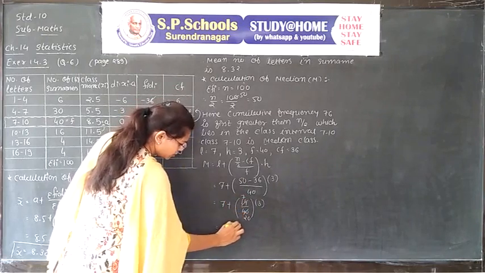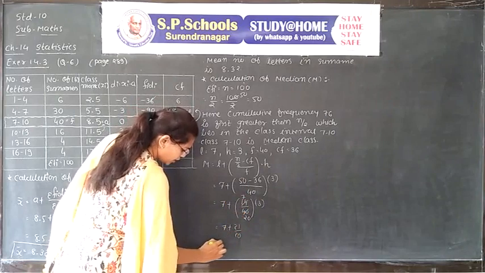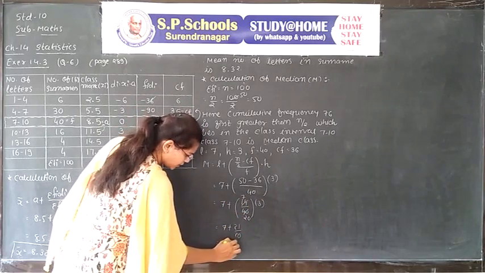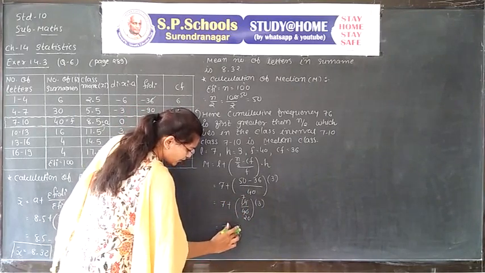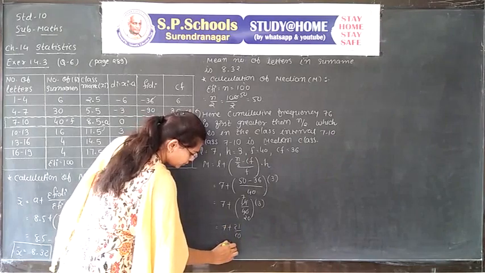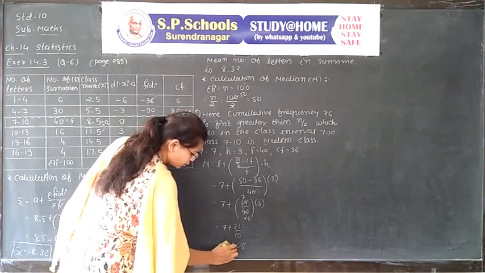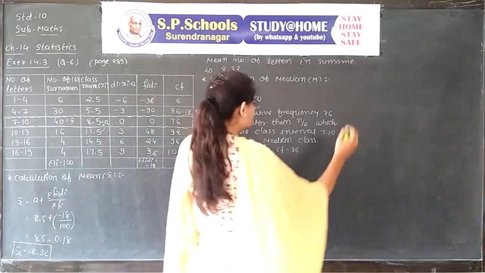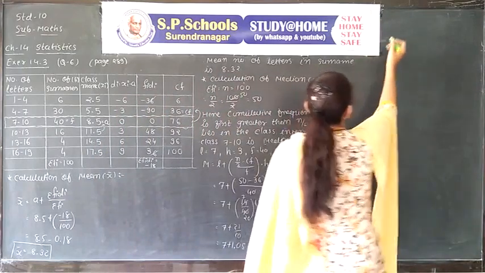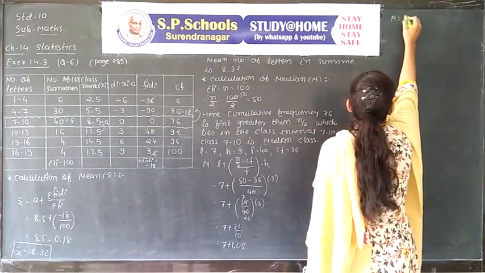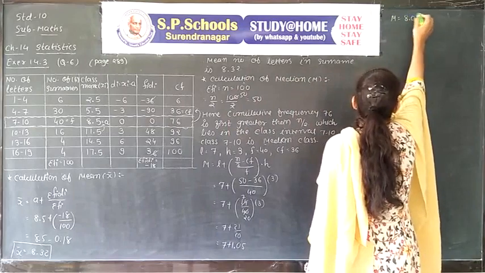7 plus 21 upon 20. 21 upon 20 gives 1.05. 7 plus 1.05, 8.05 is the answer of our median. Median M is equal to 8.05.